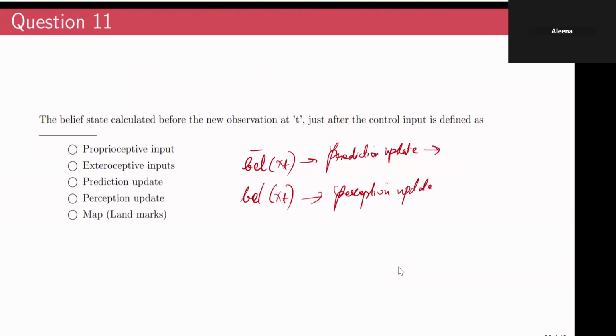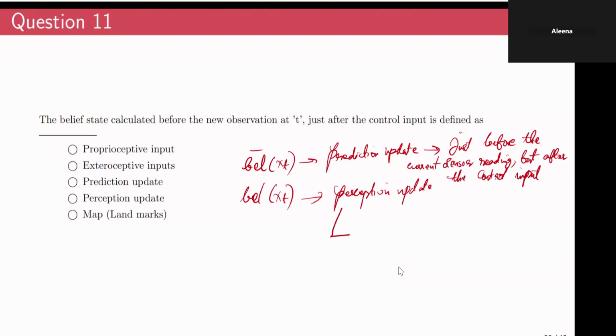And this is just before the sensor reading, or the current sensor reading, but after the control input. And this is basically everything else that I have said, but after the sensor input, after the current sensor input.